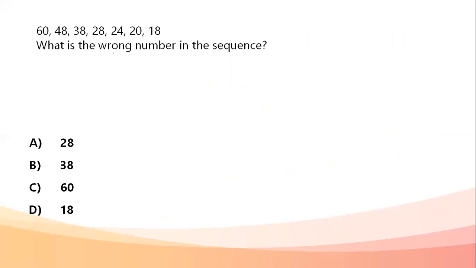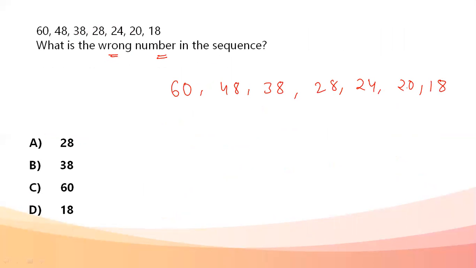I have a series and I need to find the wrong number in the sequence, which is nothing but an odd man out. Okay, so it's 60, 48, 38, 28, 24, 20, and 18. This is the sequence that is given to me. What is the wrong number in the sequence?